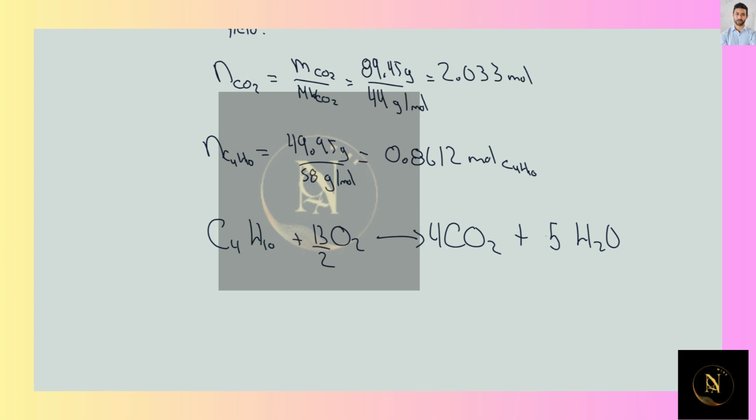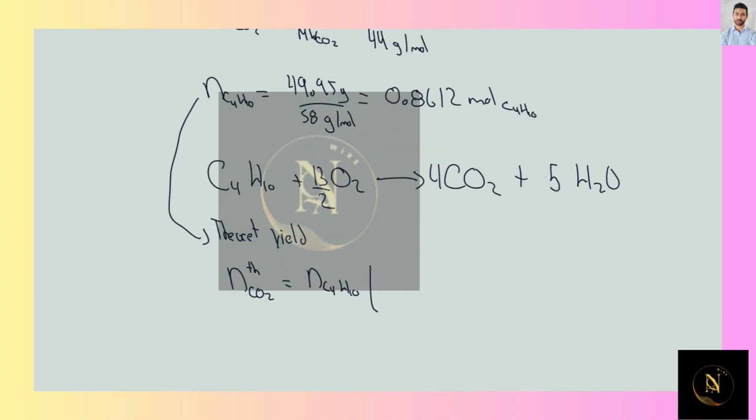So now we want to know the theoretical yield. The theoretical amount of CO2 is going to be equal to the number of moles that we had initially of my limiting reagent, that is the hydrocarbon. Let me put it explicitly: number of moles of C4H10 multiplied by the stoichiometric coefficients of this reaction. 1 mole of C4H10 reacts to produce 4 moles of CO2, so we need to multiply our last result by 4.